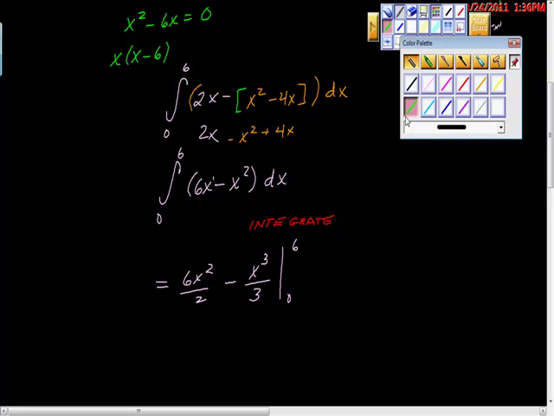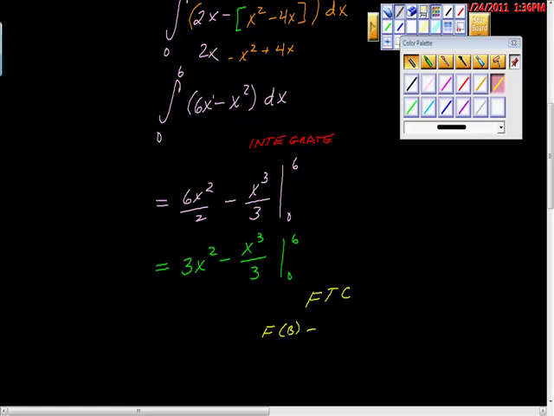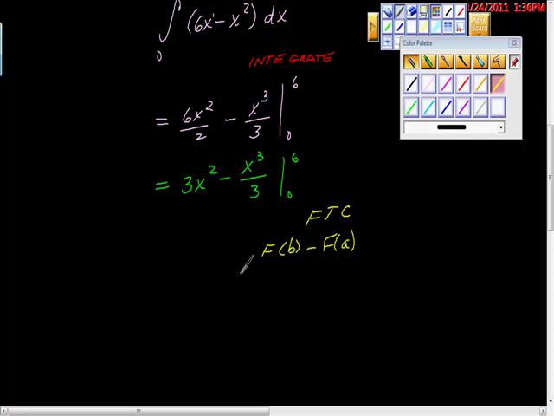I'm going to go ahead and simplify this a little bit, if you don't mind. This will be the same as, 6 over 2 is 3, so 3x squared minus x cubed over 3 as evaluated from 0 to 6. Okay, now all we have to do is apply the fundamental theorem of calculus. The fundamental theorem of calculus promises that the area is equal to f of b minus f of a.